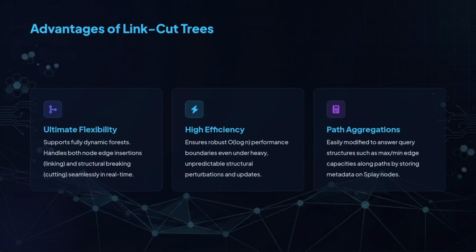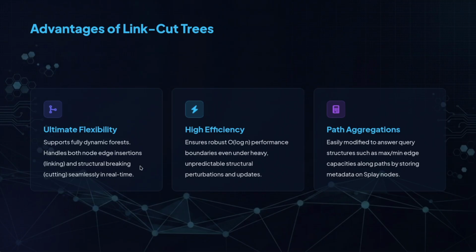Now that we know how it works under the hood, let's look at the practical side. Why do we actually use link-cut trees and what are the engineering trade-offs? The first advantage is ultimate flexibility. Traditional trees are rigid, but an LCT natively supports fully dynamic forests. It handles edge insertions, which we call linking, and structural splits, which we call cutting, seamlessly in real time. You never have to rebuild the graph from scratch.